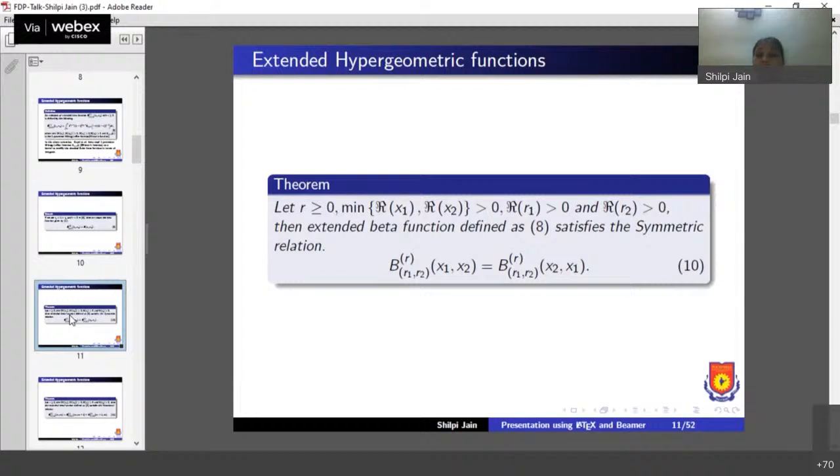This is the theorem. Let r be greater than or equal to 0, the minimum of real x1, real x2 greater than 0, real of r1 greater than 0, and real of r2 greater than 0. Then the extended beta function defined as equation number 8 satisfies the symmetric relation. As we are aware, the beta function is a special type of function which is also known as the Euler integral of the first kind. It is usually expressed as beta(x, y), and this is also a symmetrical function, such that beta(x, y) = beta(y, x).